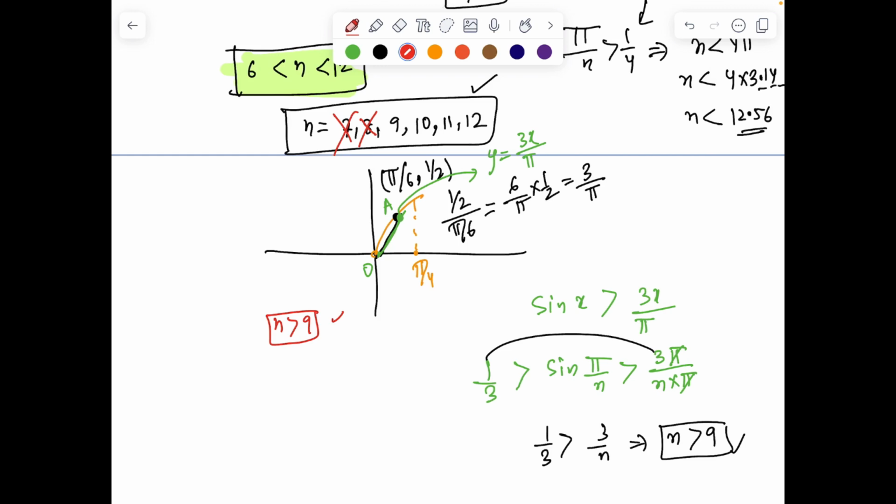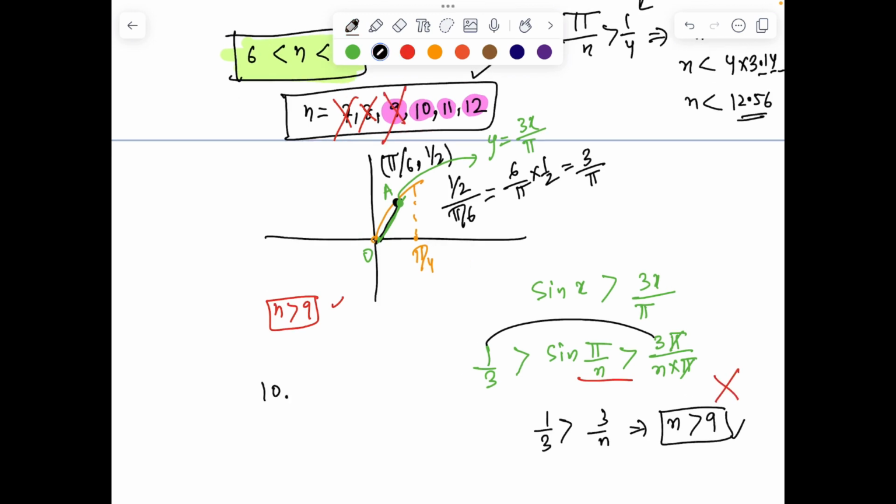So now we still need to scan through 9, 10, 11 and 12. Now will equality hold for 9? Clearly it's not, because for equality to hold all these three should be equal. So that is not possible over here. So n equals 9 is also rejected, and we are left with 10, 11 and 12.